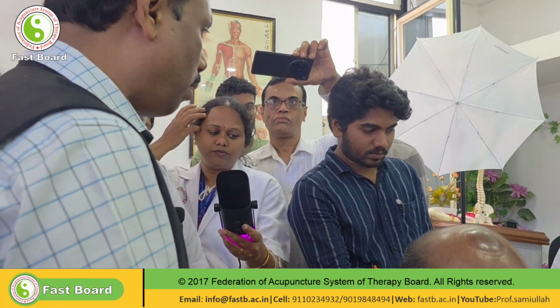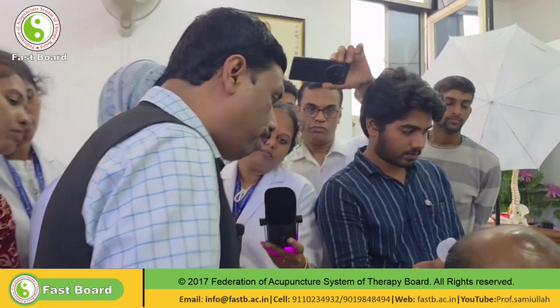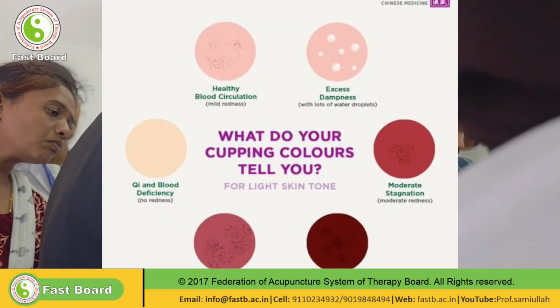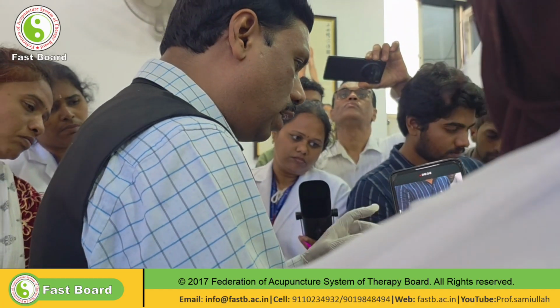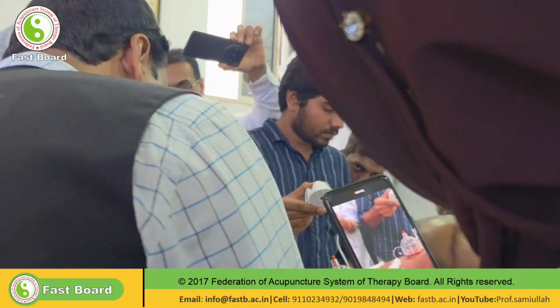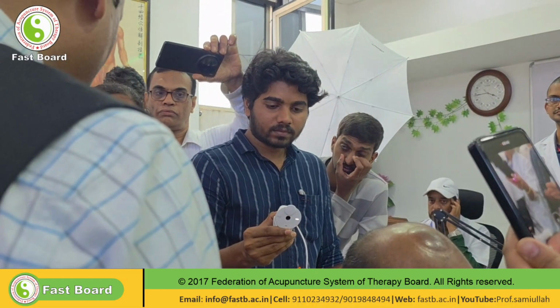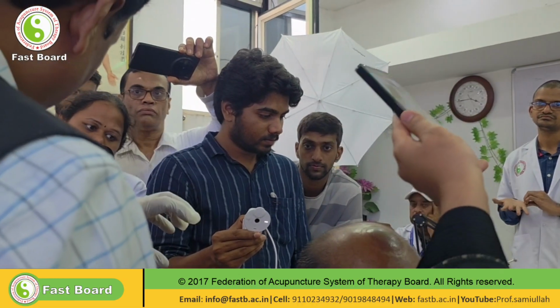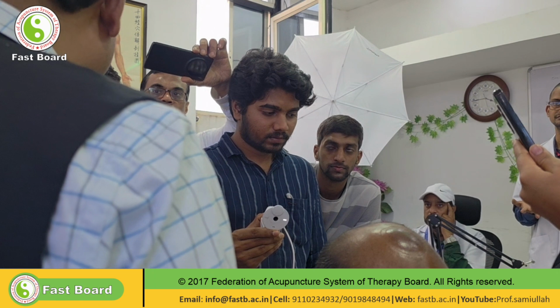Now try to look at the blood. There may be bright blood, dark brownish blood, or some other color. If the blood is bright in color, that indicates good quality blood. If the blood is dark brownish, that indicates toxic blood.